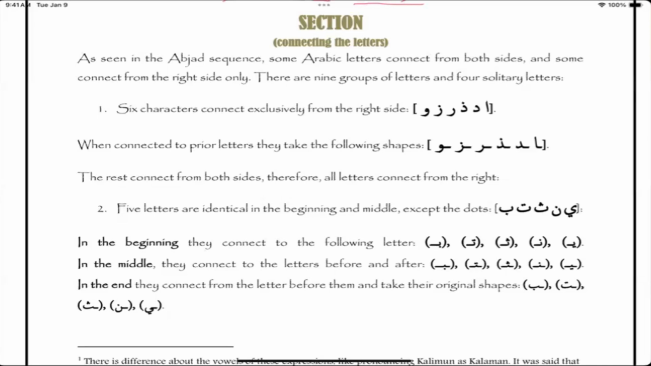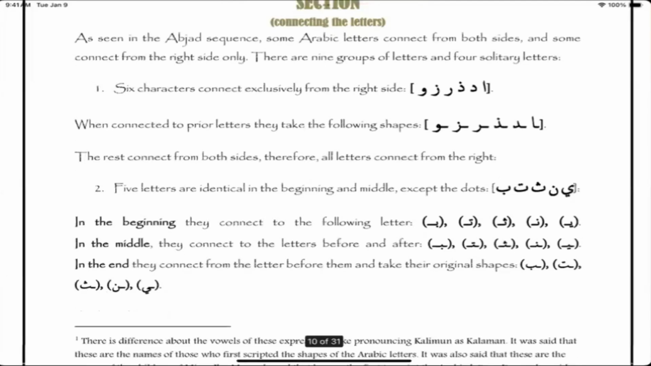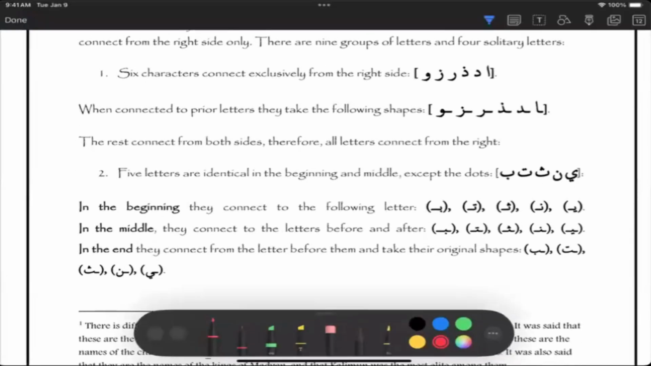So let's see. Number 1, 6 characters connect exclusively from the right side: Alif, Dal, Dhal, Ra, Zay, and Waw. When connected to prior letters, they take the following shapes, as you can see written there. When I teach people how to connect the letters, I go this way, because it's kind of condensed here, maybe it helps them.